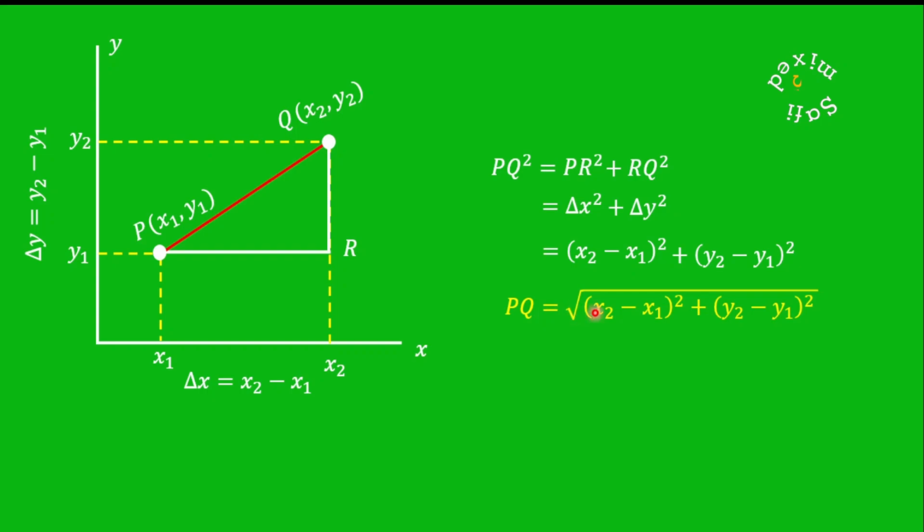This formula gives the distance from point P to Q in terms of the coordinates x1, x2, and y1 and y2. And this is what we call the distance formula. So the distance formula in the Cartesian coordinate system can be derived by using the Pythagorean theorem.